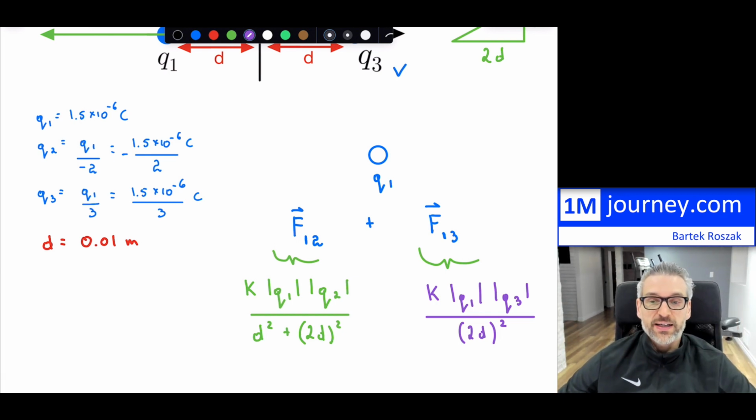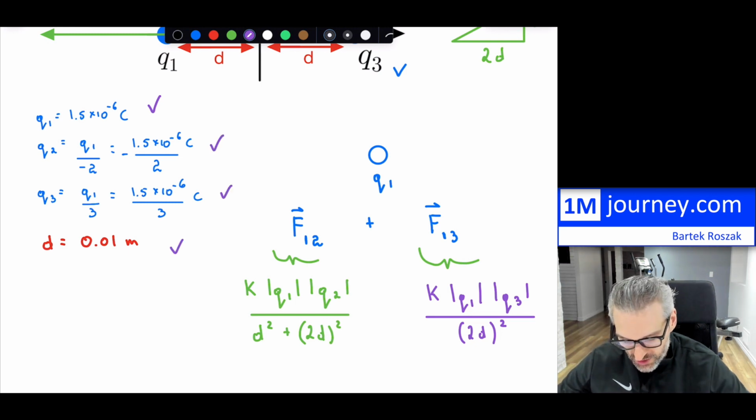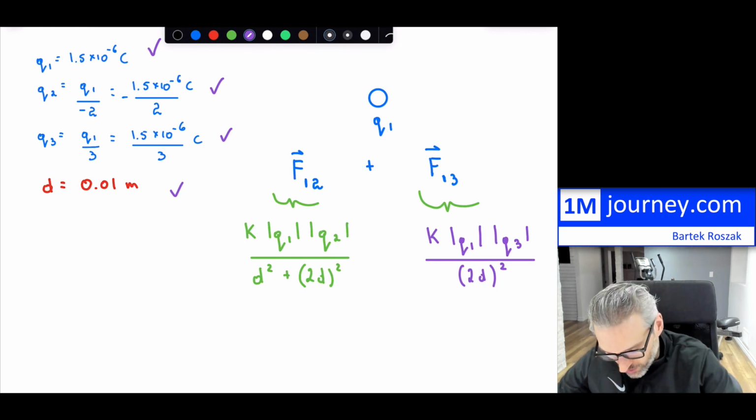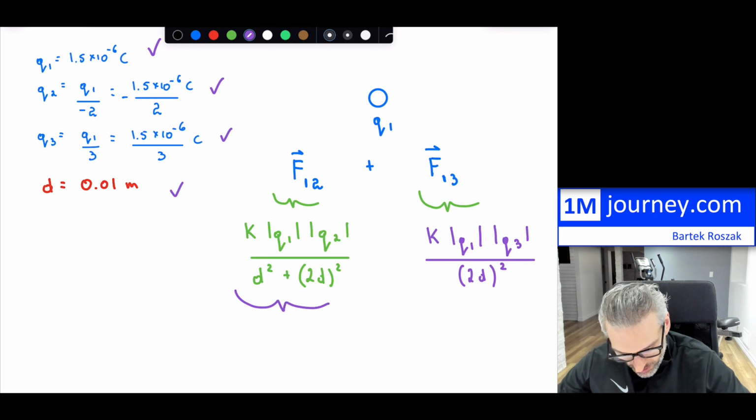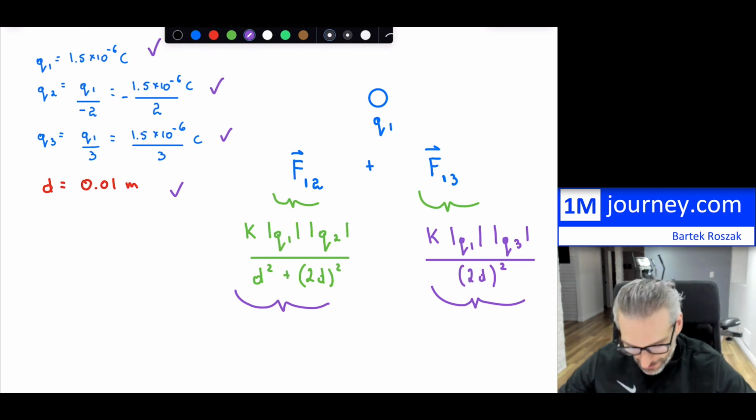Now we have to find out what these are. It's just a matter of substituting all of the results in here. We have Q1, Q2, Q3, and D. So I'm going to substitute all of this and find out what the magnitude is. I want to know what this magnitude will be, and what this magnitude will be. I'm going to do those in fast forward fashion, so we'll be right back.